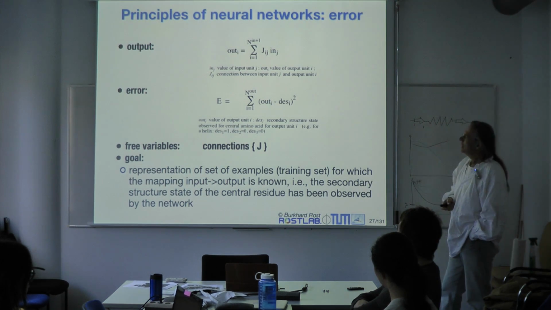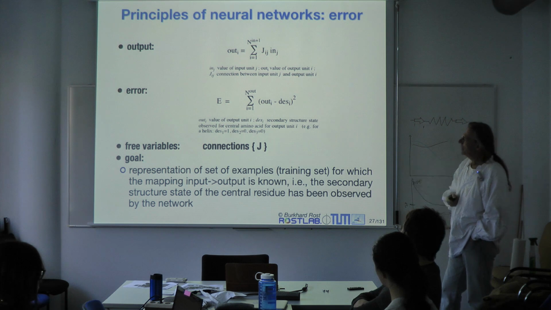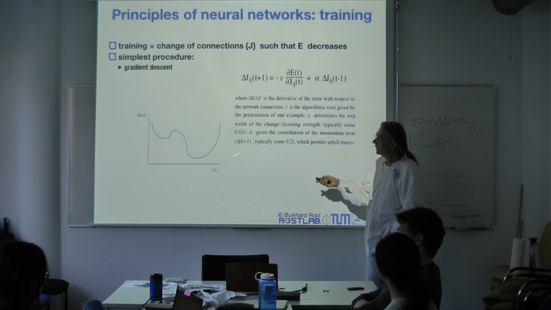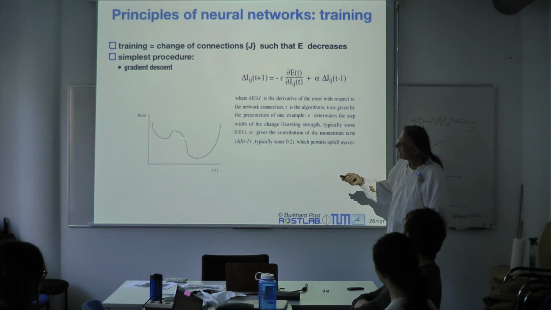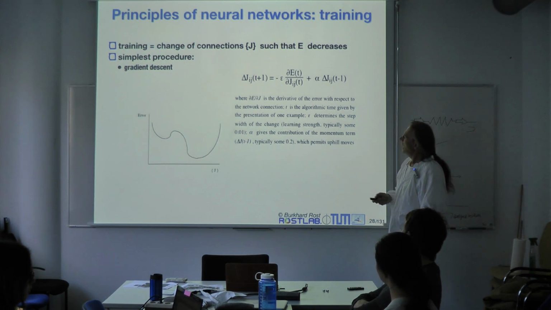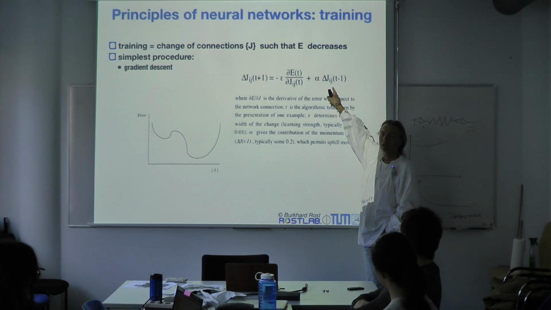Now, again, this is the output, you compute the error in the way we showed you before, and then training means you go downhill. Now, downhill, as you see, you might encounter minima, and so you get over those minima by allowing an additional sort of uphill move.